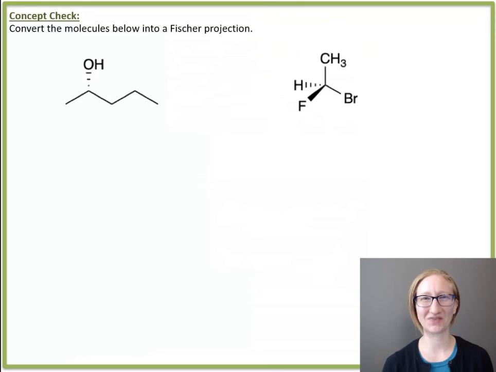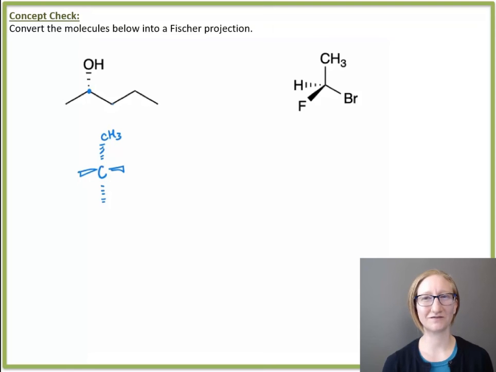Let's try one now. Convert each of the molecules shown here into a Fischer projection. To do this, all I have to remember is that in the Fischer projection, the vertical groups are pointing back and the horizontal groups are pointing forward. So I like to start with the skeleton in place before I do anything else. Okay, then to place my groups on that skeleton, I need to reorient the structure in that fashion.